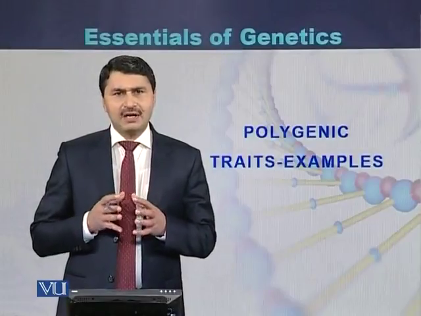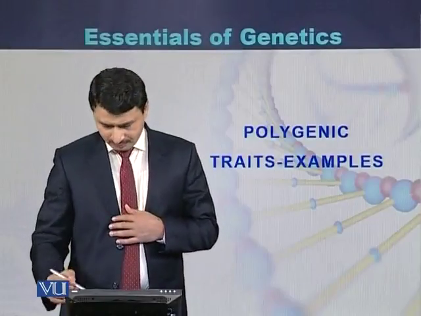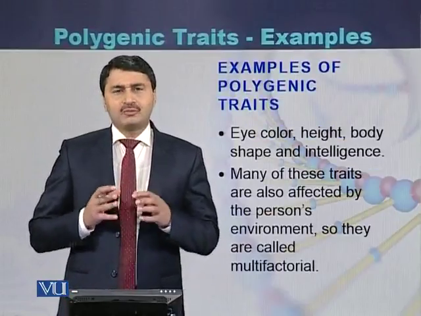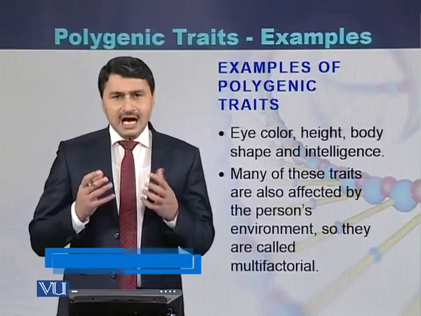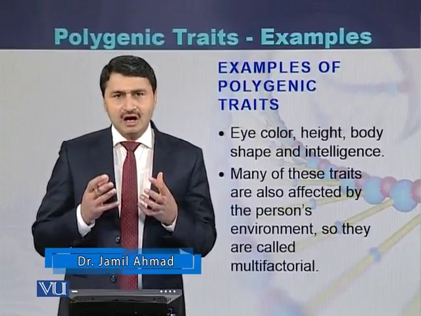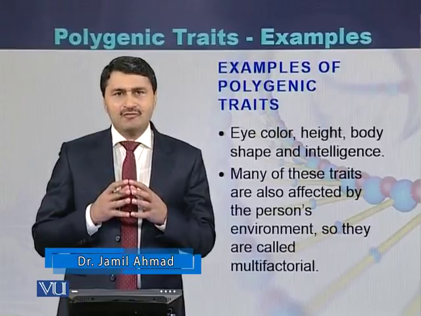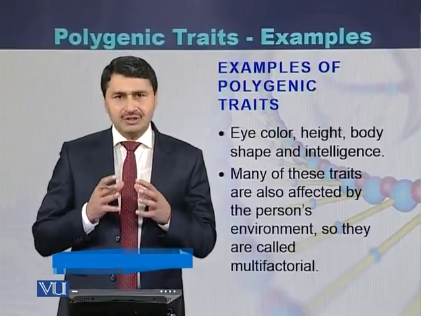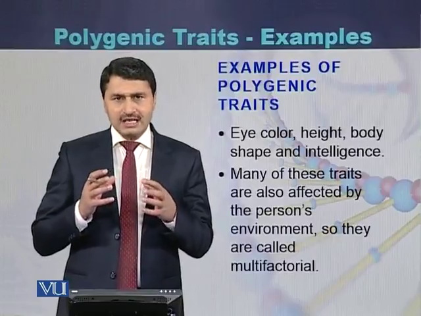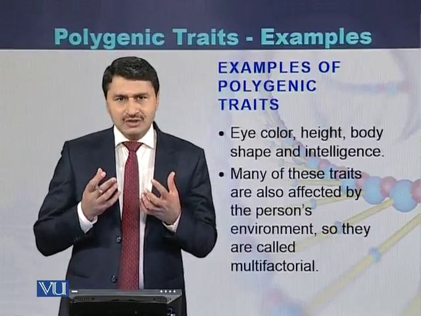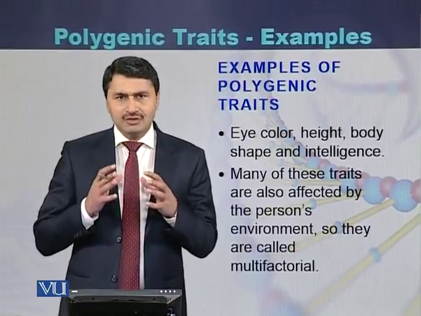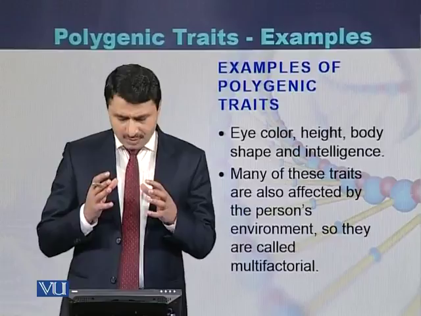Polygenic traits, some additional examples. Examples of the polygenic traits can be eye color, height, body shape, and intelligence. All these are types of polygenic traits because more than one gene contributes. Let's say if we take the example of height, there are more than 3 genes which control the height of humans.